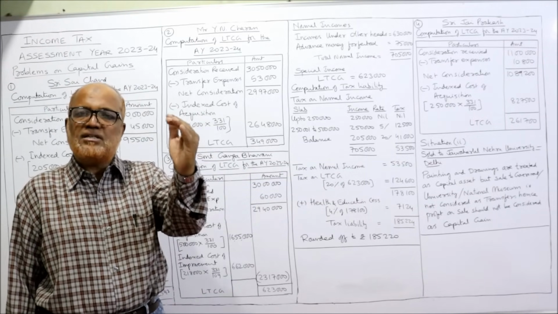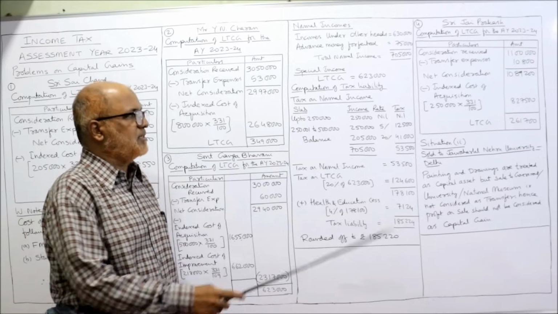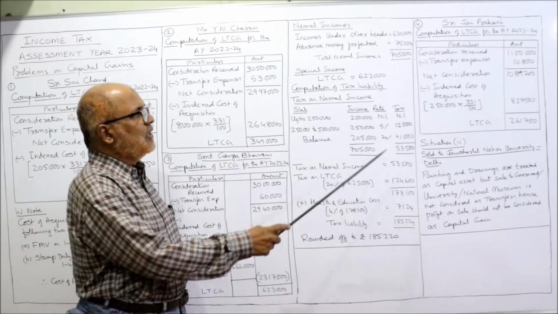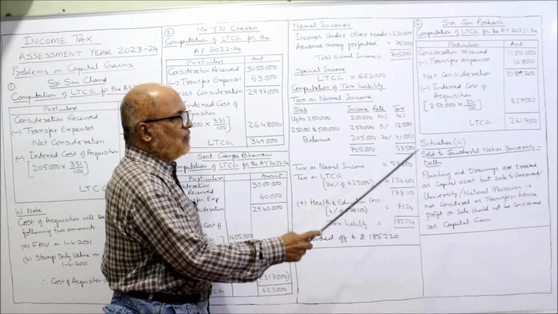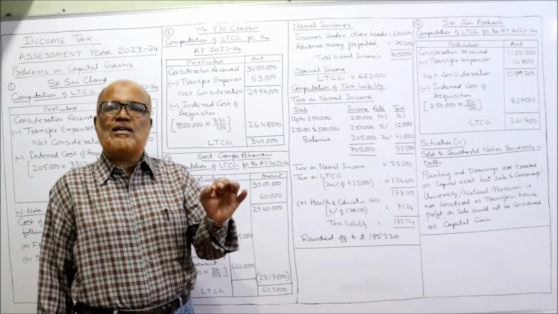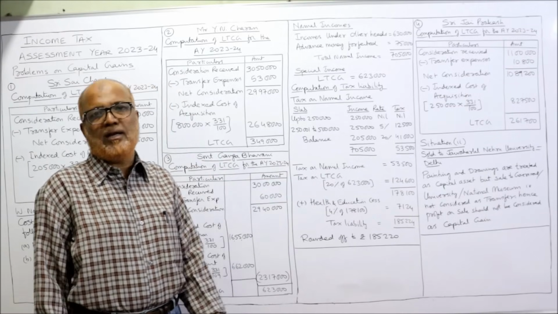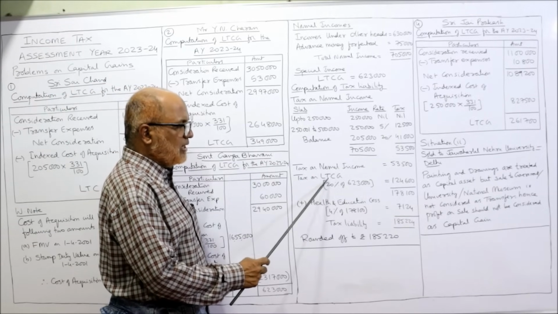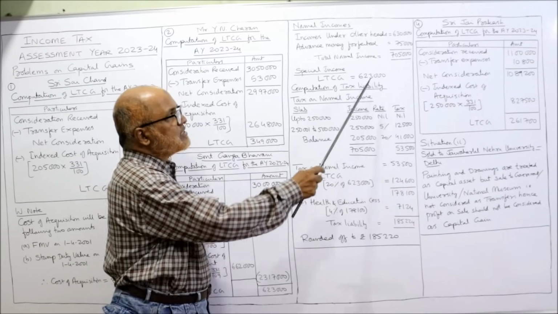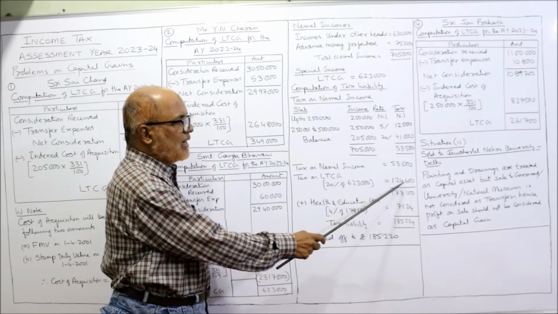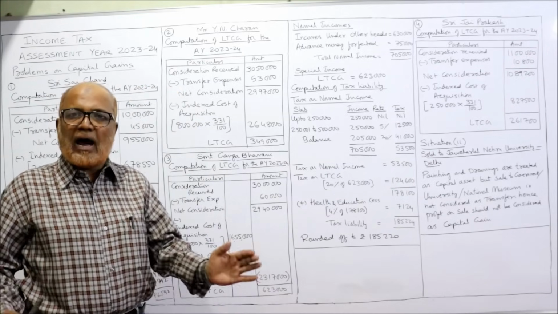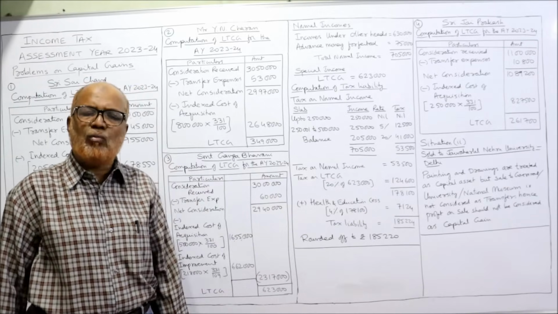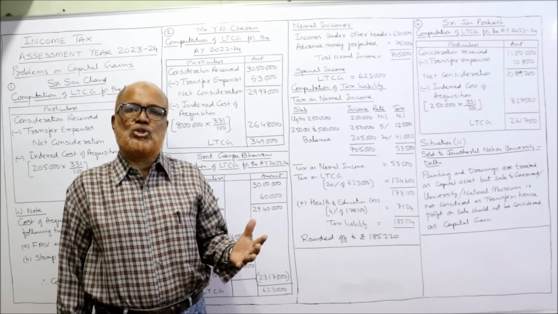First 0%, then 5%, then 20%. So 20% of 2,05,000 is 41,000. Now take the total. 12,500 plus 41,000, 53,500 is the tax on normal income. So tax on normal income 53,500 plus tax on special income, LTCG, 20% of 6,23,000, comes to 1,24,600. Now add up both the taxes. The total tax is 1,78,100. We don't have any surcharge.